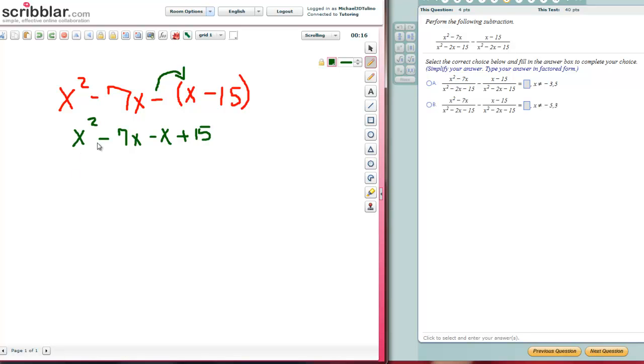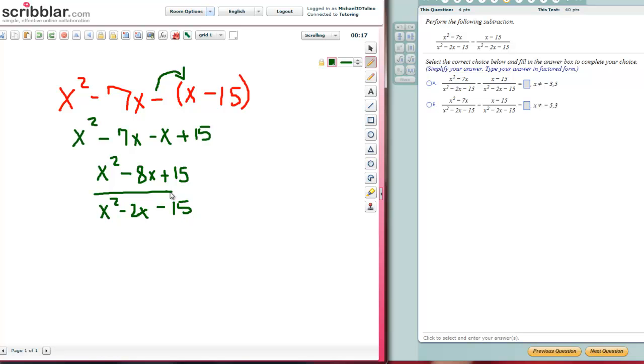And some simple simplification here. Take the two middle terms, they're like terms, so we can combine them. So the numerator ends up being x squared minus 8x plus 15. And that is going to be over that common denominator we had, x squared minus 2x, and see, minus 15.